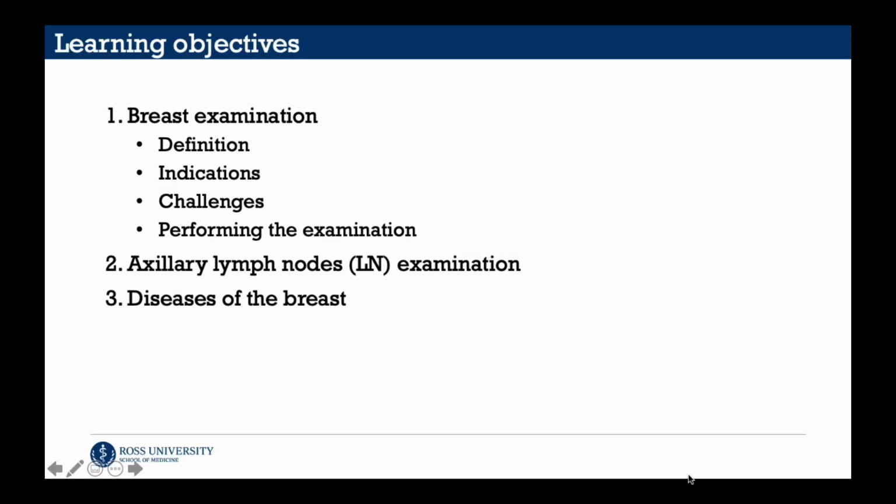There are three main learning objectives. First, breast examination. We will define a breast exam, look at some indications, challenges, and how it is performed. Next, we will explain how an axillary lymph node exam is performed. Lastly, we will discuss disease of the breast.